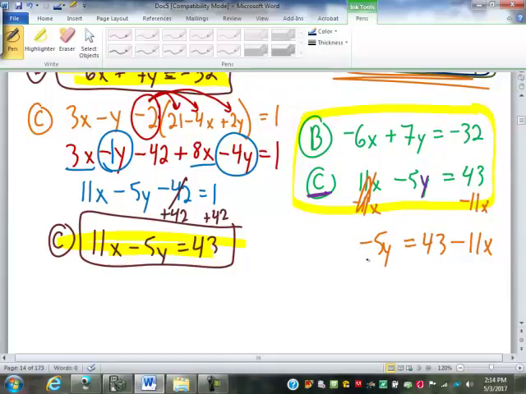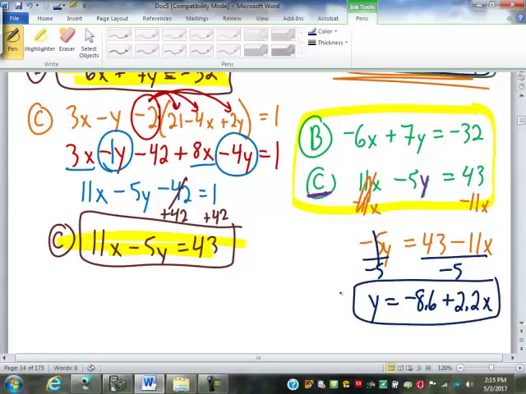Now to get y by itself, I have to divide by negative 5. I'll divide that whole thing by negative 5. So the negative 5 here is gone. Y equals, well, 43 divided by negative 5 is negative 8.6. Negative 11x divided by negative 5 is a positive 2.2x. So that's equation C that I solved.